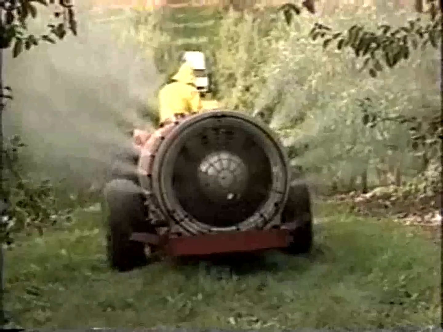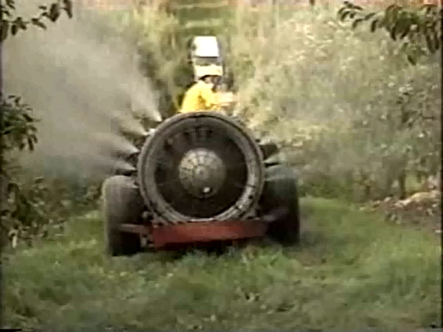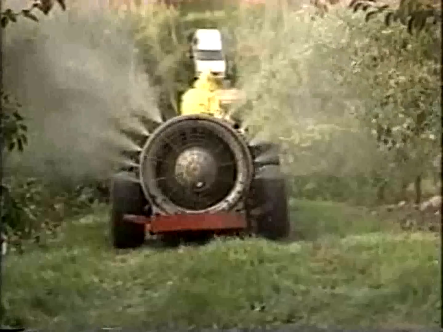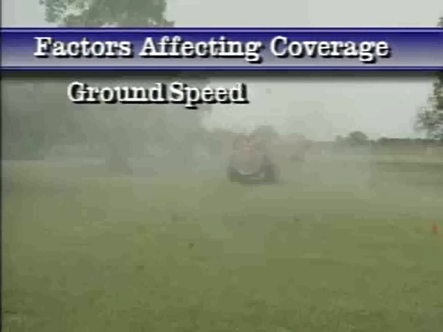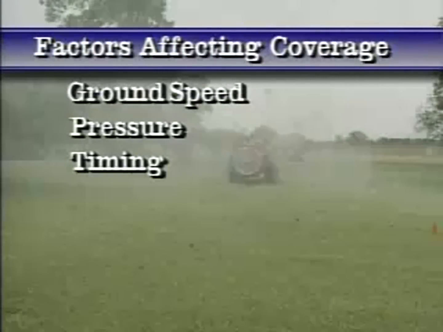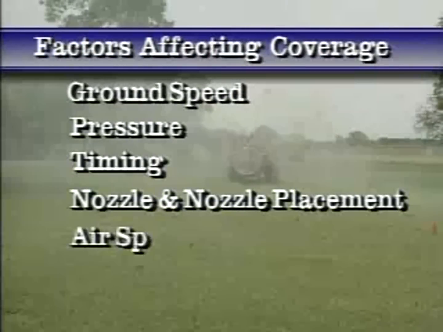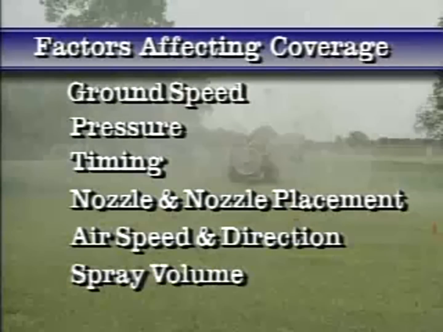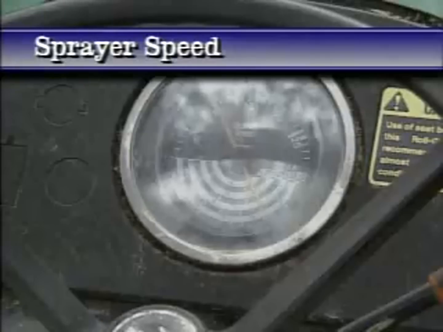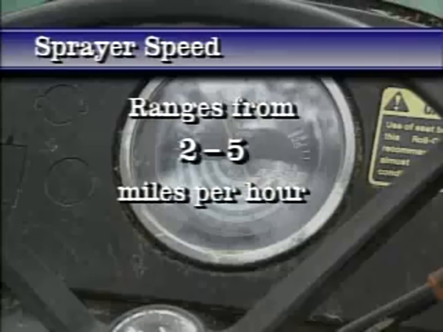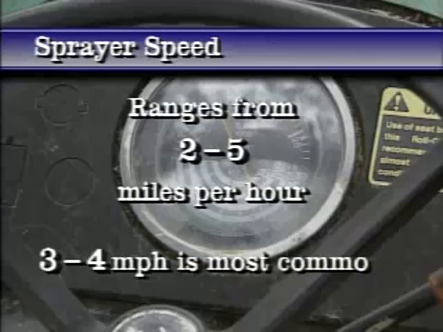Other factors can be controlled by the operator. Indeed, they must be if complete coverage is to be accomplished. These factors are ground speed, pressure, timing, nozzle and nozzle placement, air speed and direction, and spray volume. Sprayer speed usually ranges from 2 to 5 miles per hour, with better coverage obtained at the lower speeds. 3 to 4 miles per hour is most common.